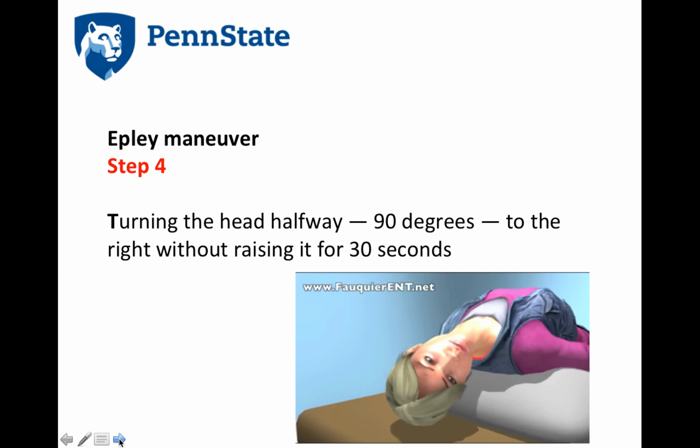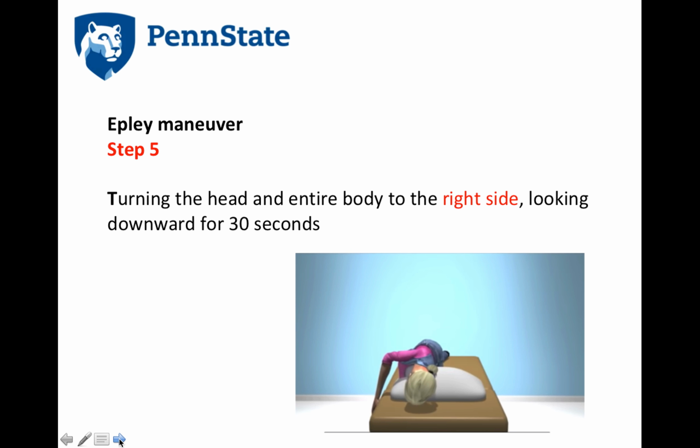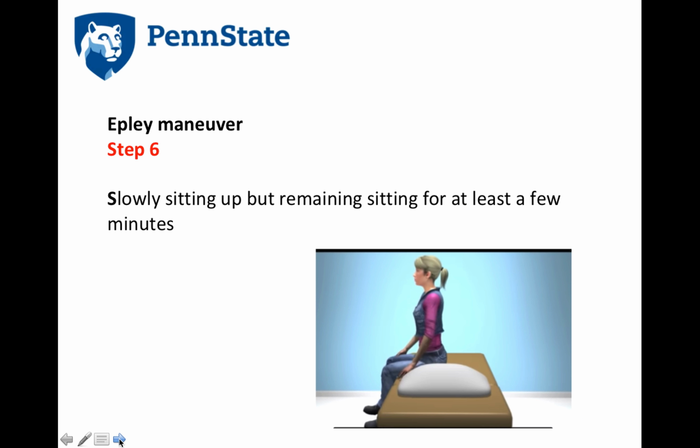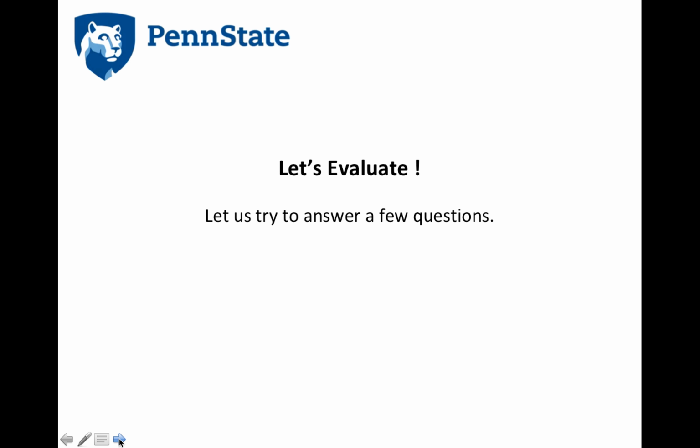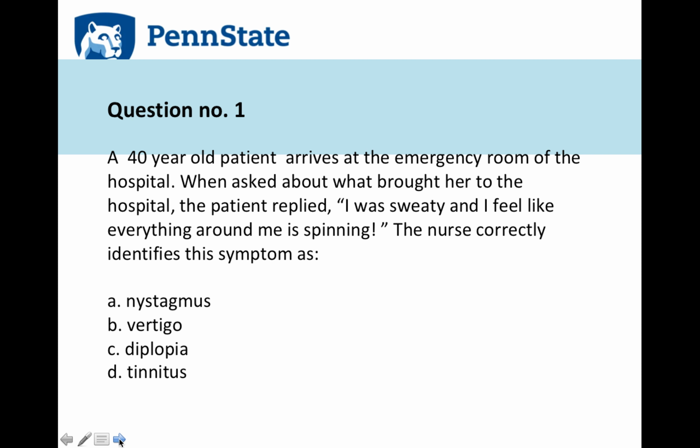Step 4, turning the head halfway or 90 degrees to the right without raising it for 30 seconds. Step 5, turning the head and entire body to the right side and looking downward for 30 seconds. Step 6, slowly sitting up but remaining sitting for at least a few minutes. And always remember, if vertigo starts on the right side in the right ear, the direction should be done in reverse.